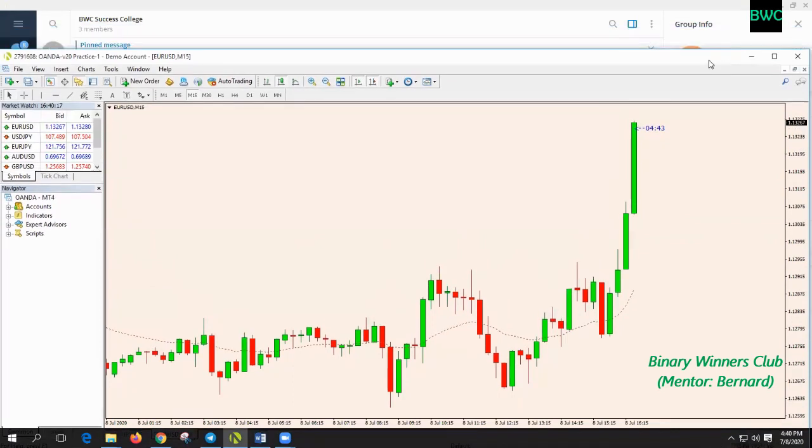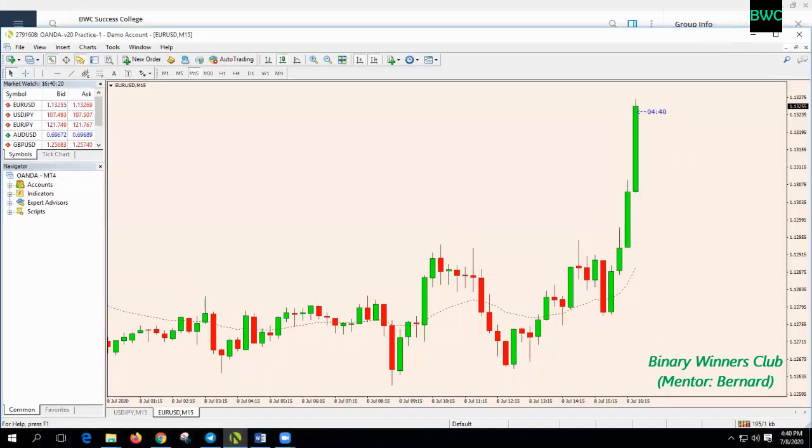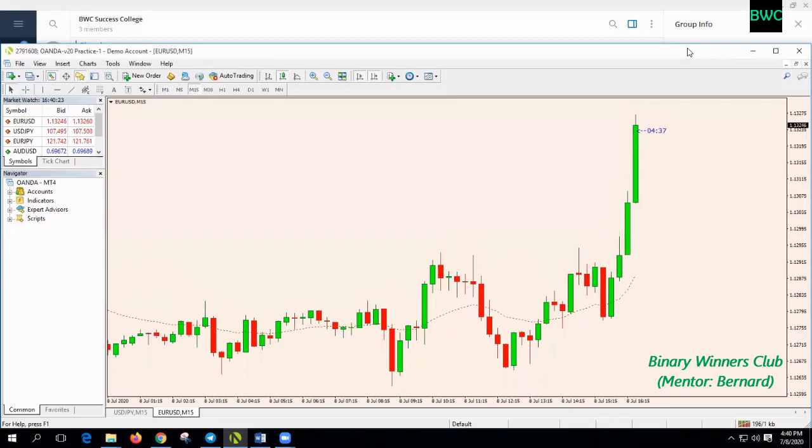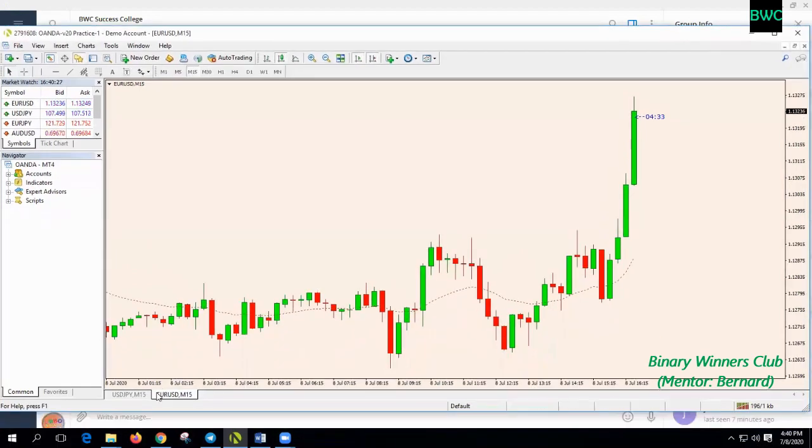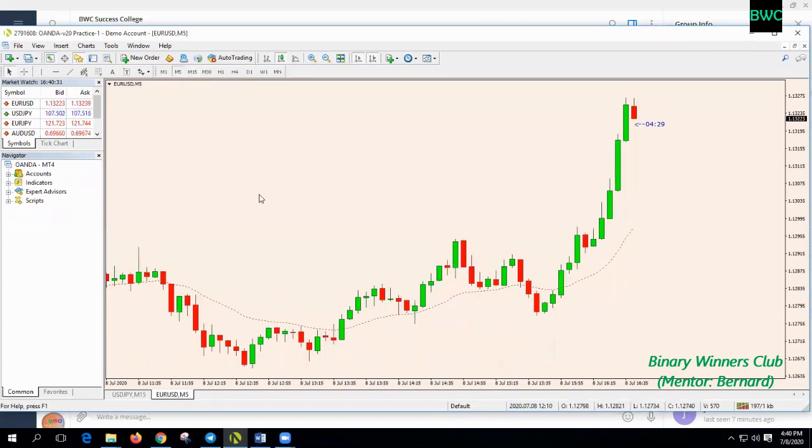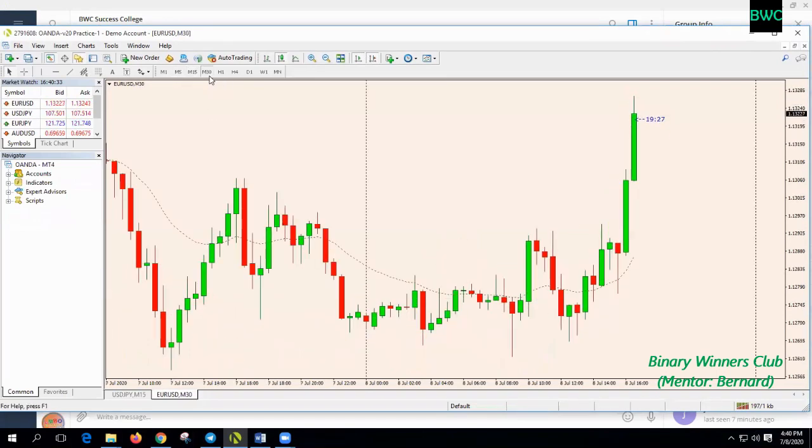Let me zoom it a little bit because I need some space to explain things. Very good. I want my pairs visible down here. This is Euro USD M15. We can also try M5. M30 is the most appropriate when you trade this as a lifestyle. I'll show you exactly what it is.